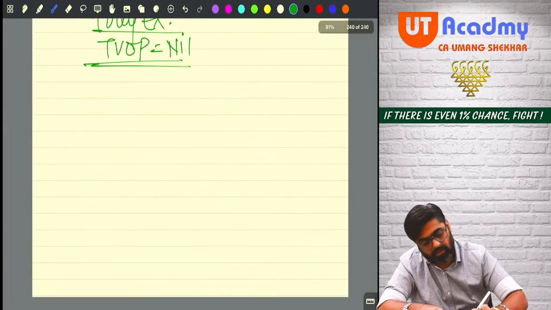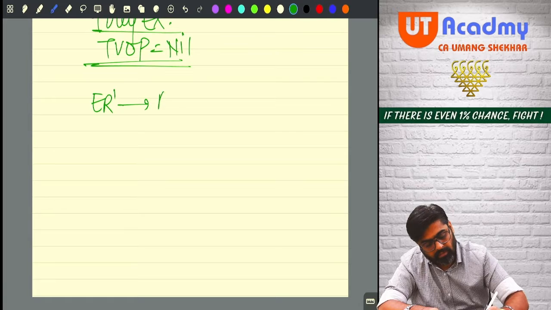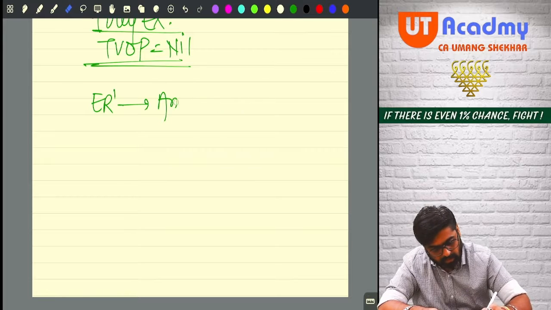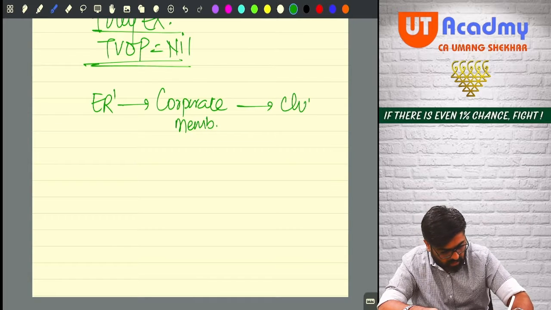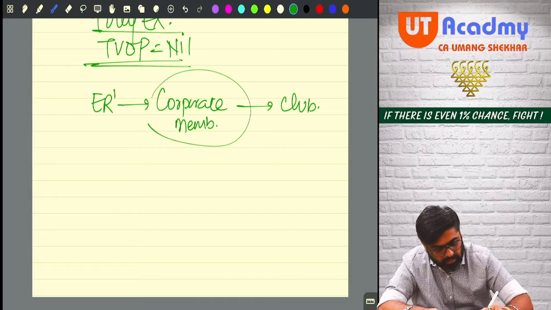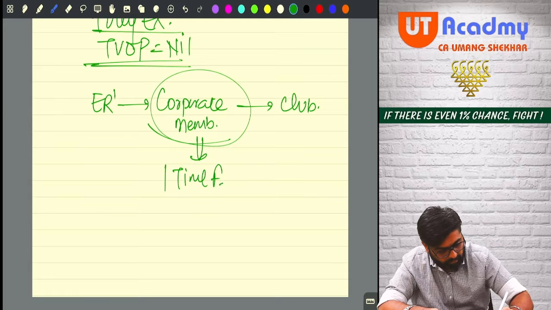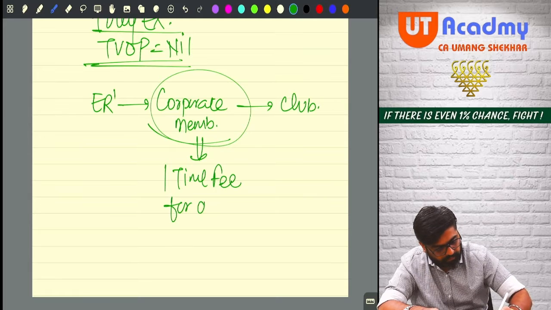Second point, the employer pays corporate membership fees to the club. Now this corporate membership fee is what? A one time fee for all employees.